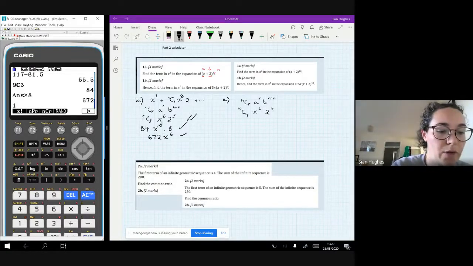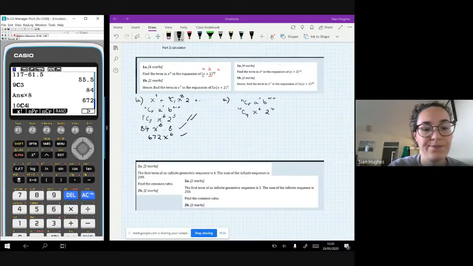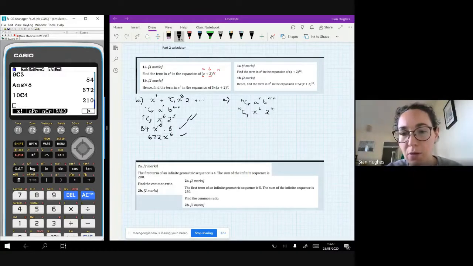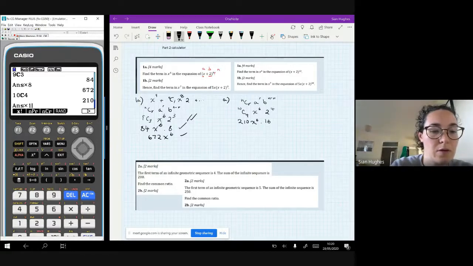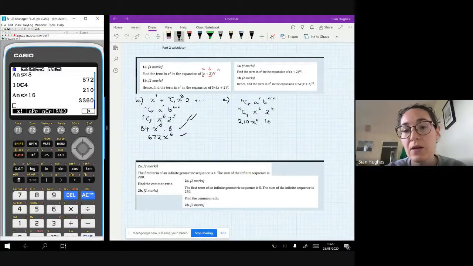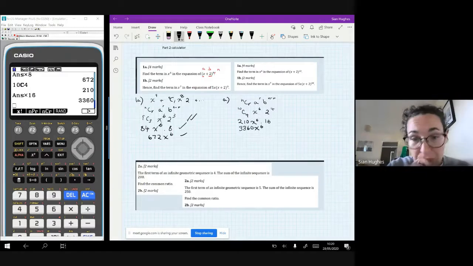So for you, we're going to do 10C4, and we get 210. And 16 for 2 to the power 4. And if we work that out, we get 360x^6. So that's part A for both of them.